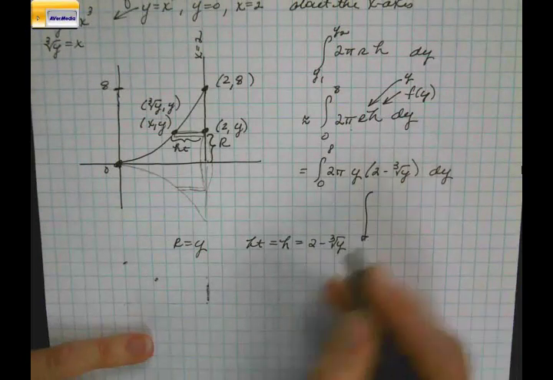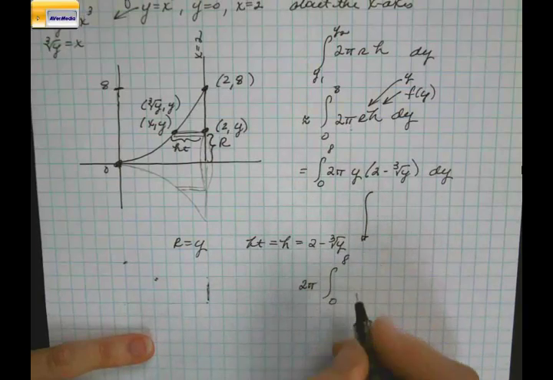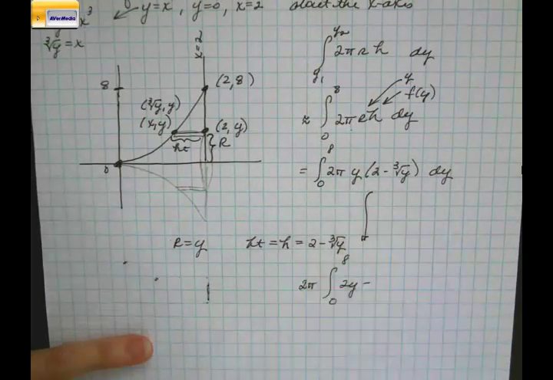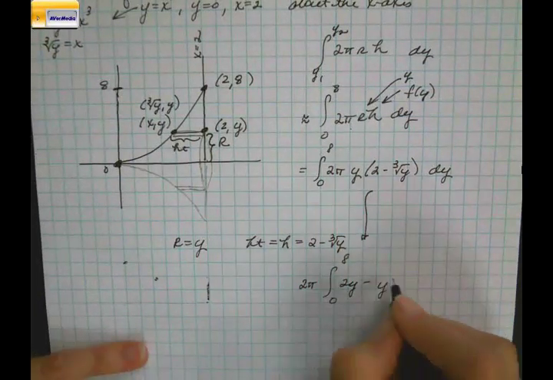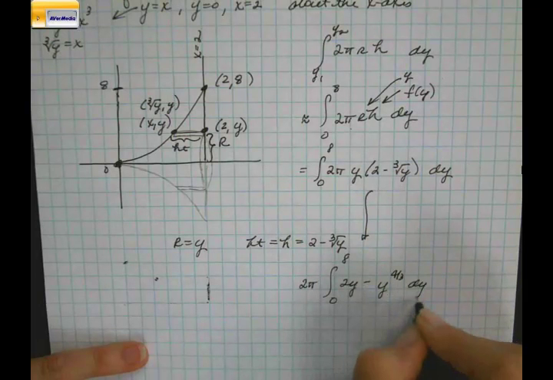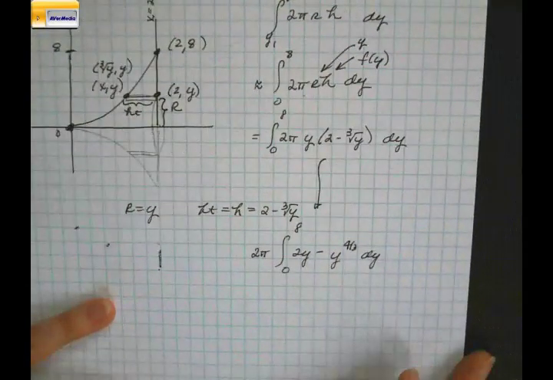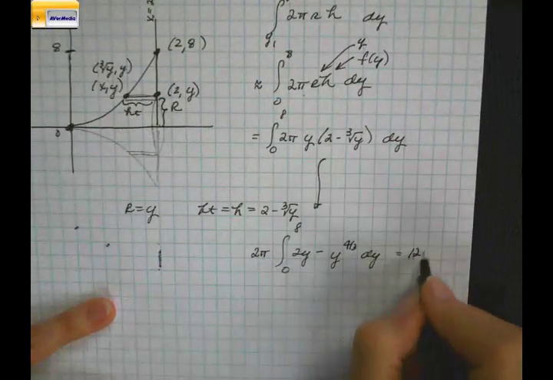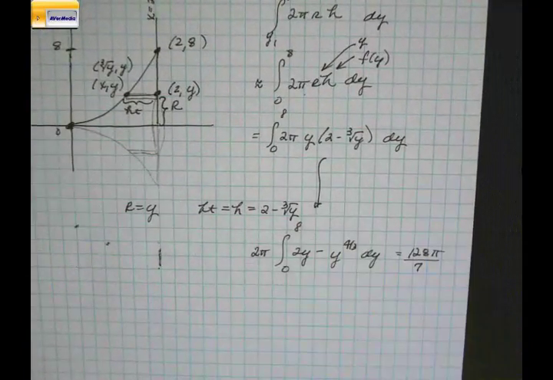So when you actually do this, pull the 2 pi out front because it's a constant. And then this will say 2y minus y times the cube root of y, which is y times y to the 1/3, which is y to the what? 4/3. And when you do all this lovely integration, this is going to be 128 pi over 7.